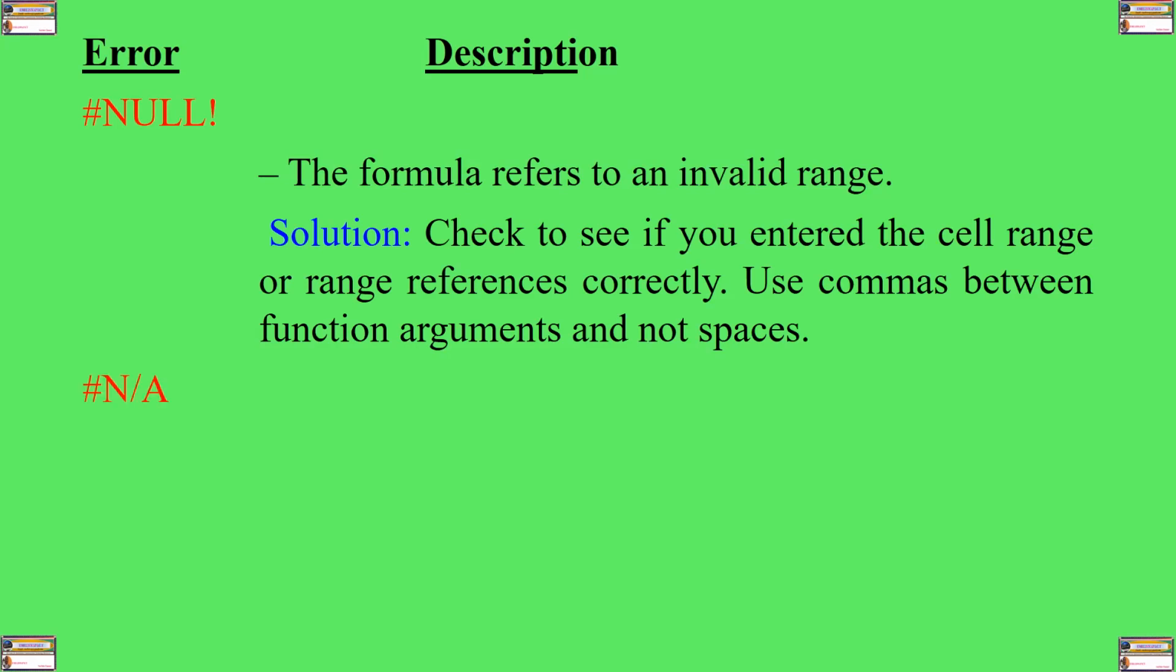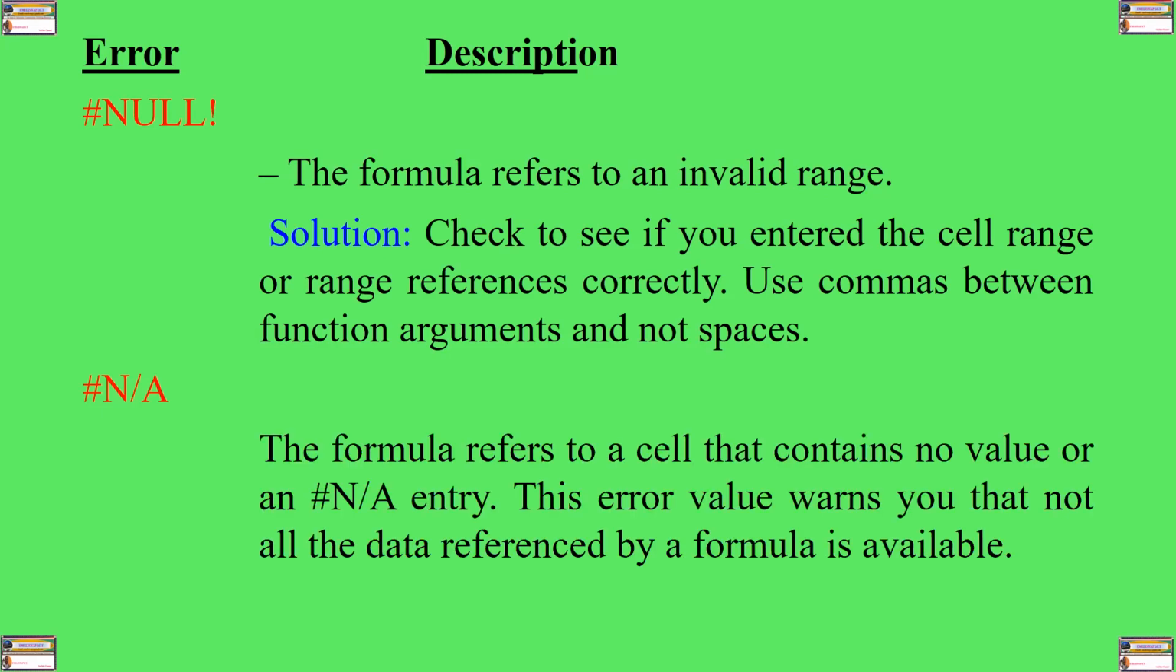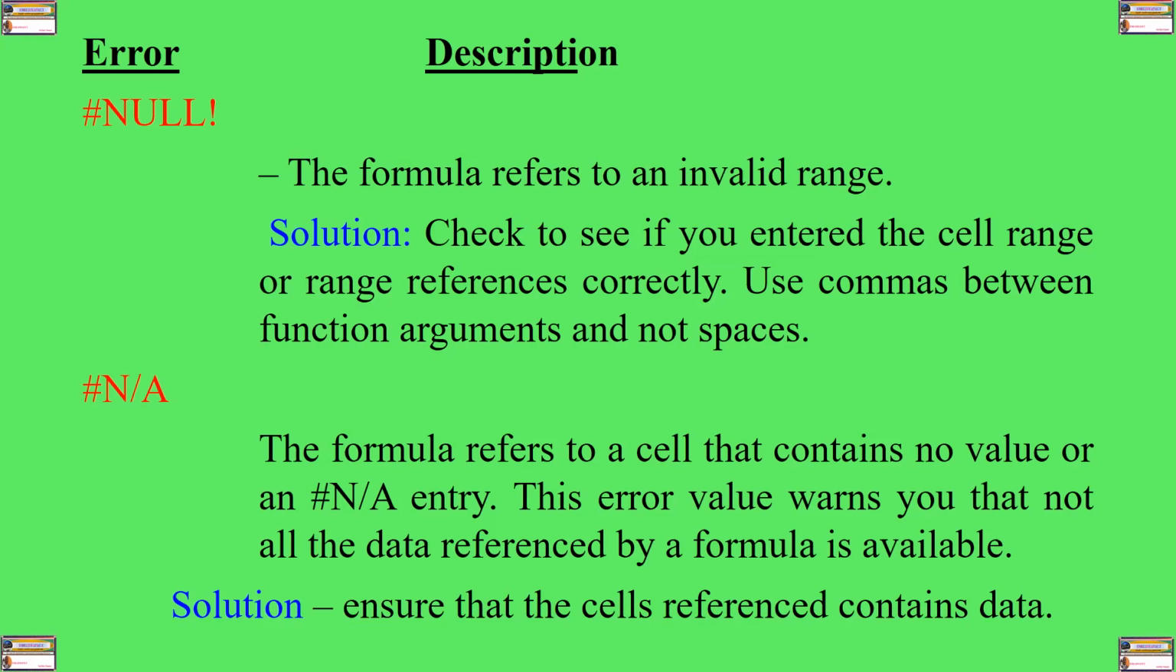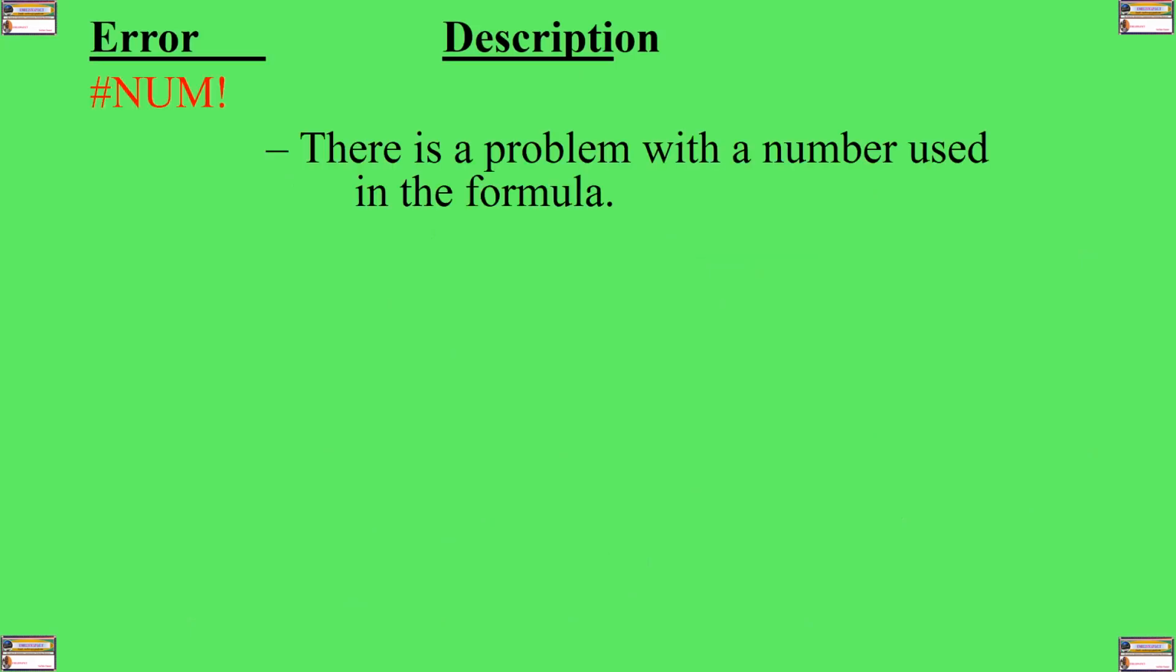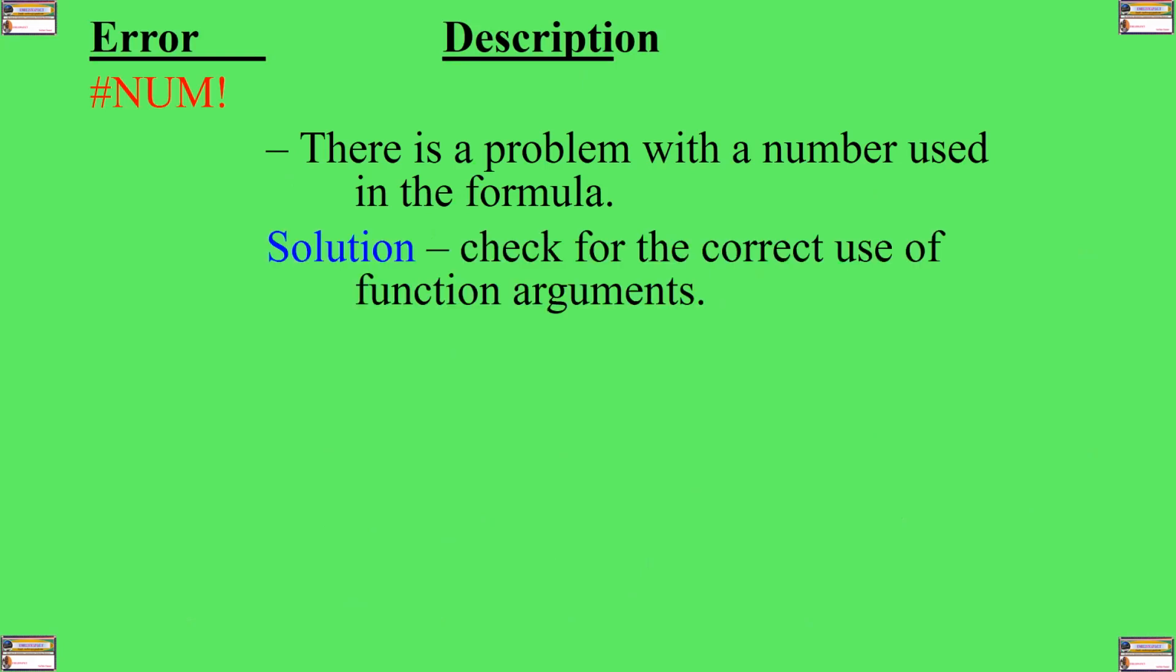If you get this kind of an error, it simply means that the formula refers to a cell that contains no value, or a hash no, not applicable entry. This error value warns you that not all the data referenced by a formula is available. So the solution is ensure that the cells referenced contain data. Another error is this type of an error. It indicates that there is a problem with a number used in the formula. And the solution to this kind of an error is to check for the correct use of function arguments.